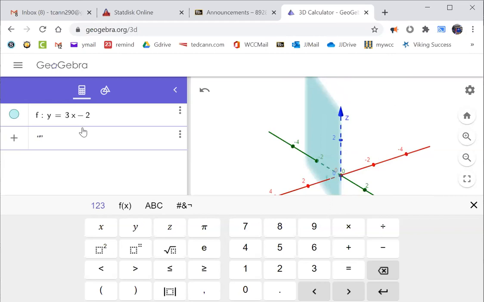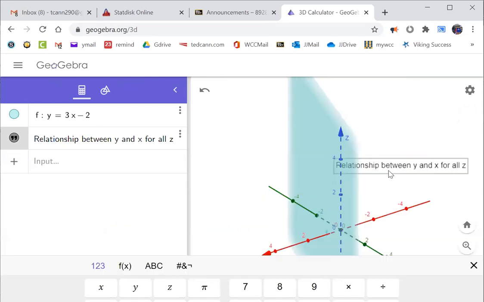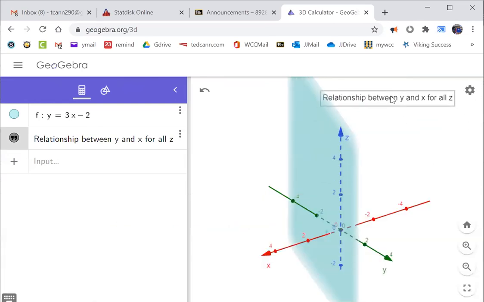So what this will give us is the relationship between y and x for all z. All right, and see, I typed it in and it disappeared. Just click on it, it brings it back up. So that gives us a relationship between y and x, but for all values of z.